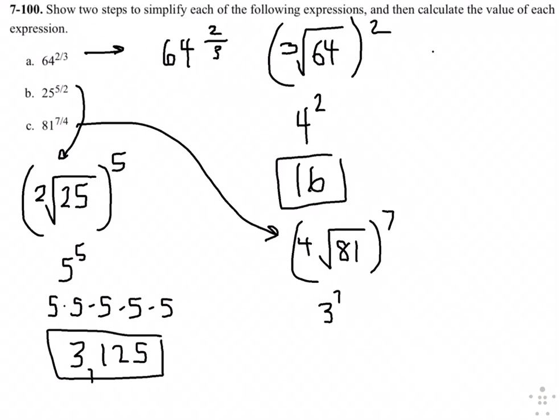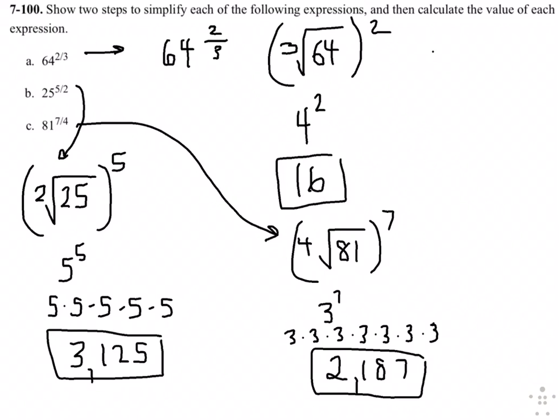And again, if you can't do it in your head, you're going to have to multiply 3 out 7 times, right? 3, 3, 3, 1, 2, 3, 4, 5, 6, 7. And if you do that, or if you take out your calculator, let's just take out our calculator, I get 2,187. So the answer to part C is 2,187.